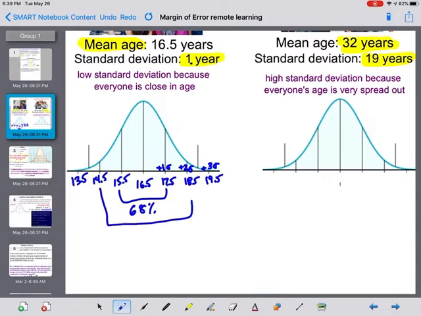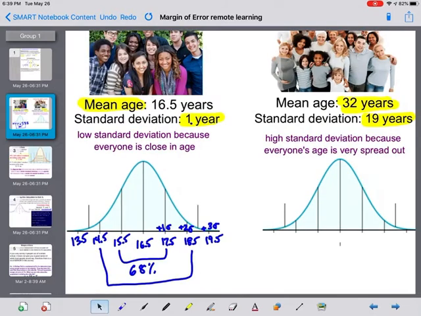It also tells us that 95% of the people are between 14 and a half and 18 and a half years old. So there may be somebody, one person or something that's a little bit below that, but almost nobody is going to be outside of that.